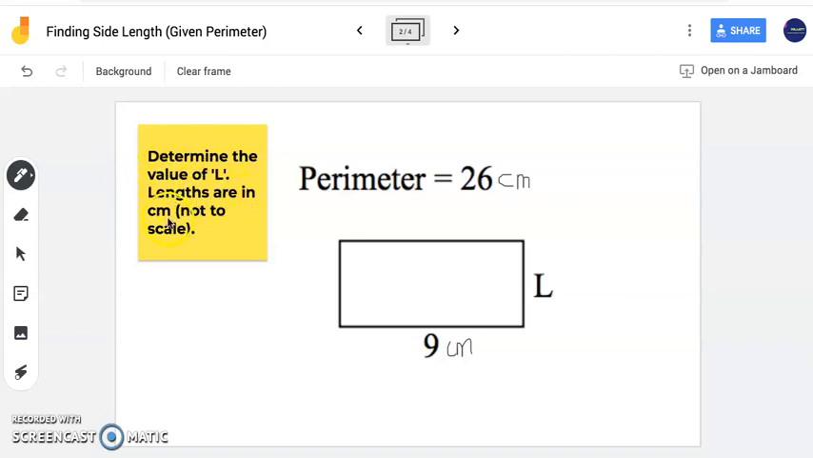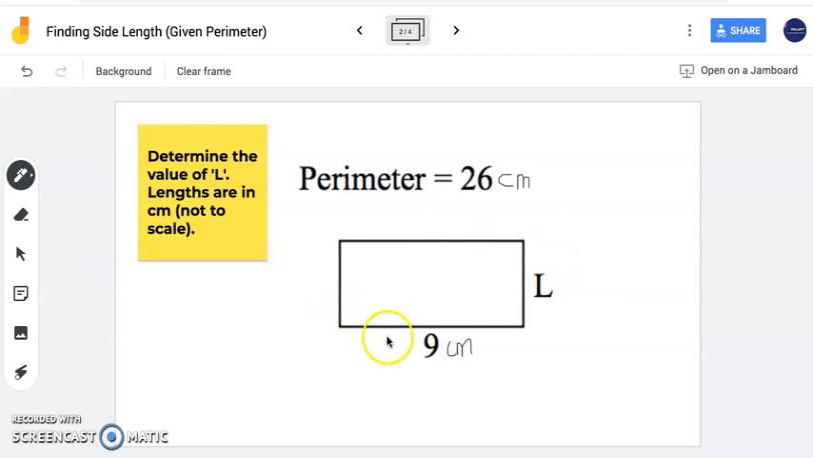Lengths are in centimeters, not to scale. That means this is not drawn to scale. This isn't actually 9 centimeters, this side length. It is not drawn to scale. However, we're going to use the given perimeter to help us find what L is, or that unknown value.